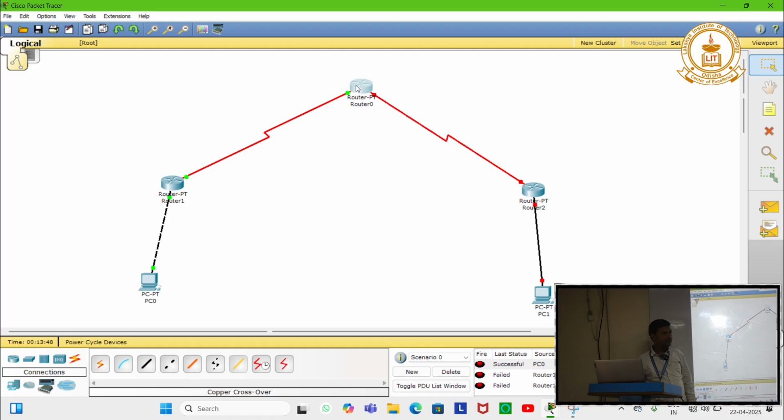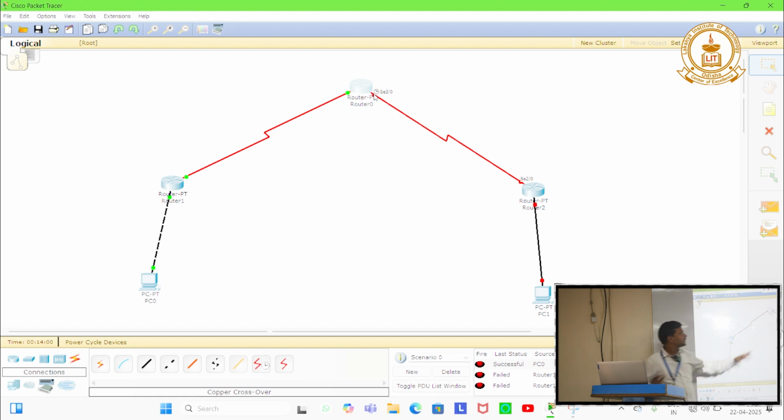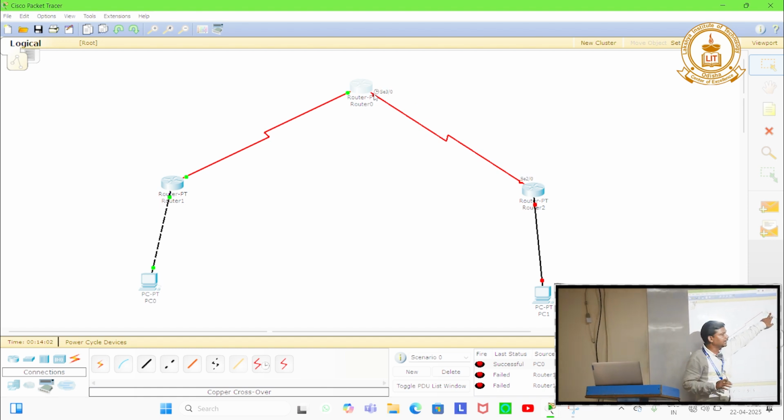Why did router to router fail? We are not using the no shutdown command on both sides, or we are not using the clock rate. Simply, in another way, we are using this port. This port is serial 3/0.